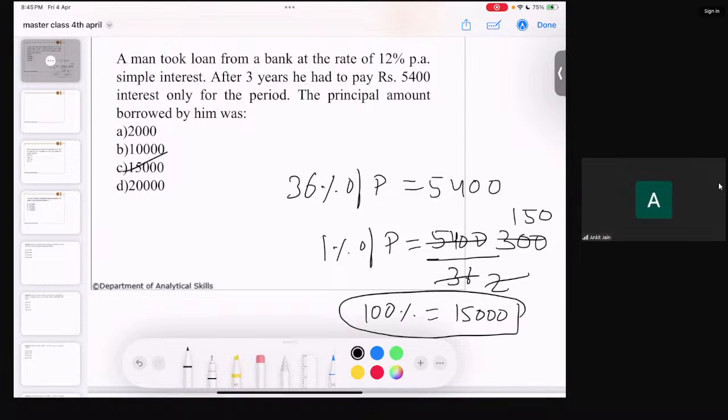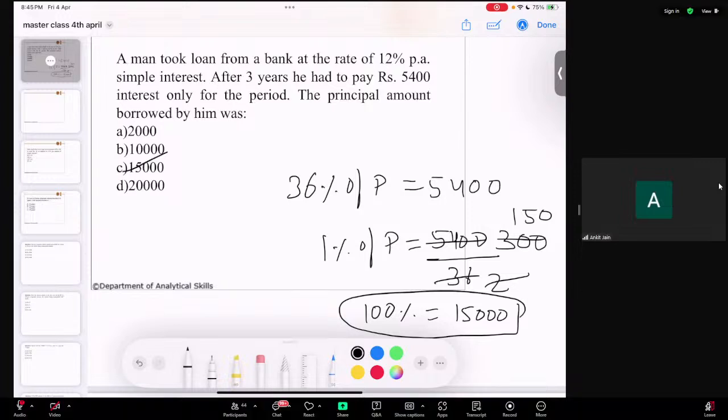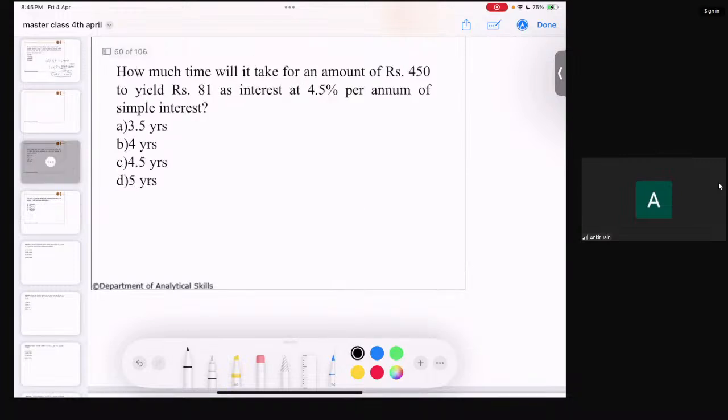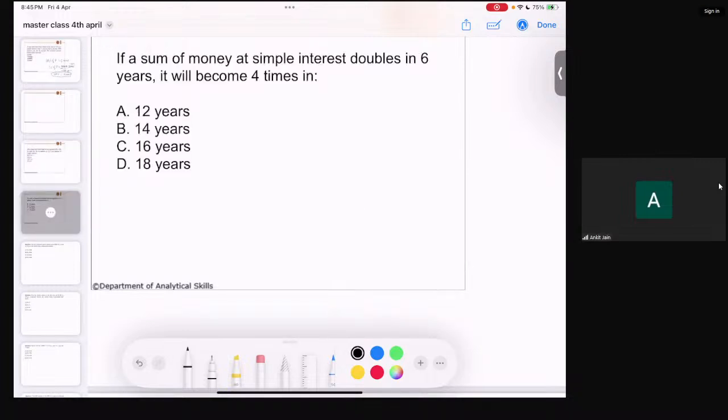Navroz Kaur give the right answer. Very good. Okay, very good. Try to solve the next question.